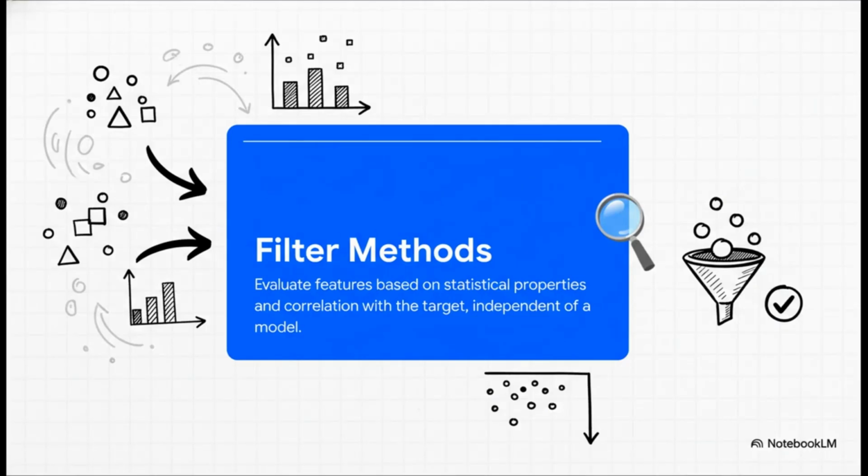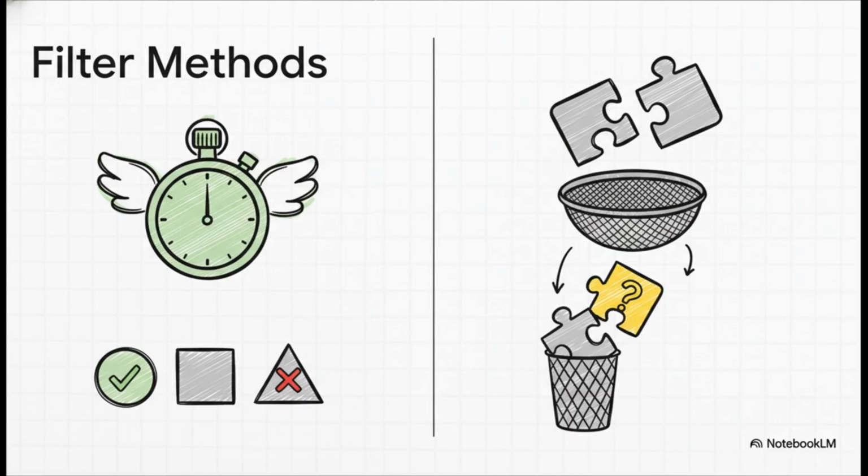One of the fastest ways to start picking your team is with what we call filter methods. This is like doing a quick scan of every player's individual stats before the game even starts. You're just looking at each feature one-on-one and seeing how strongly it relates to your goal, what you're trying to predict. It's a super quick way to get a first impression of who your star players might be. And the biggest advantage of filter methods is that they are incredibly fast and don't require a lot of computing power. But they do have a pretty big blind spot.